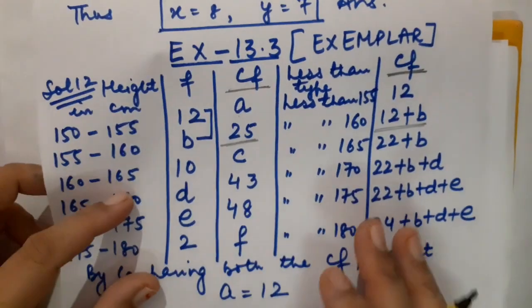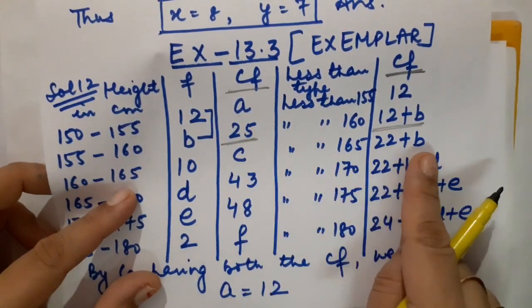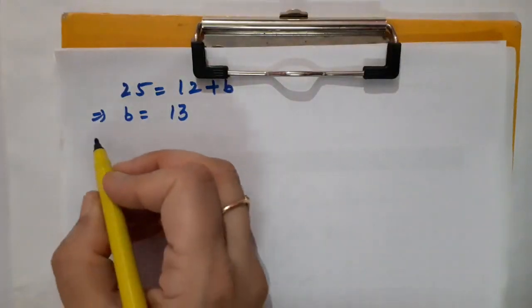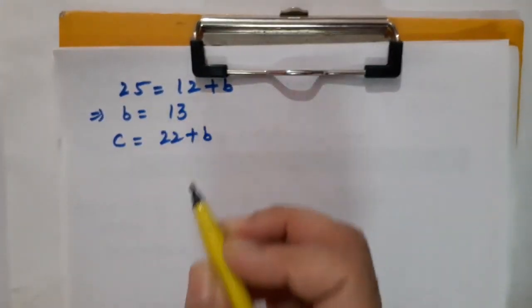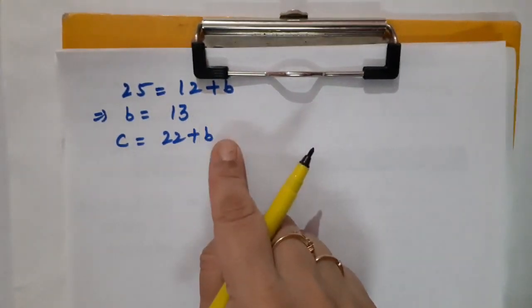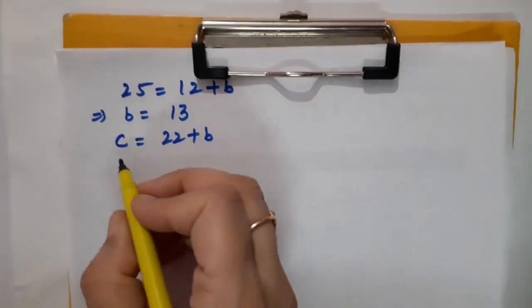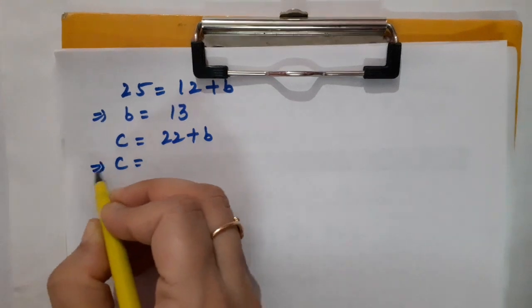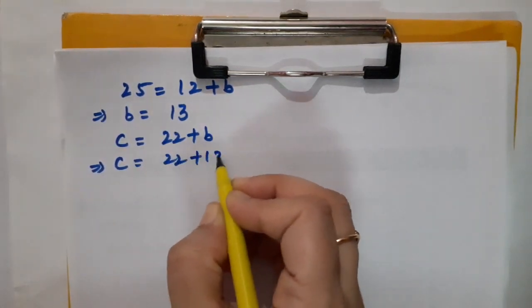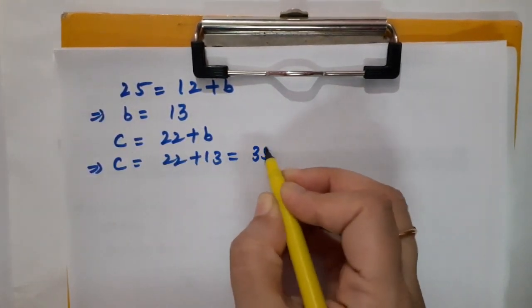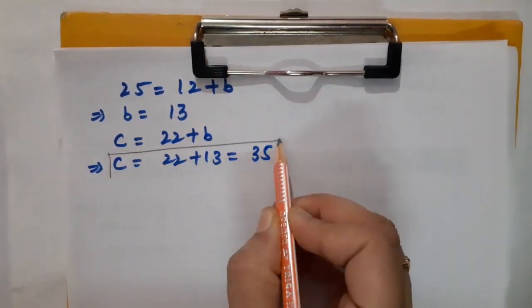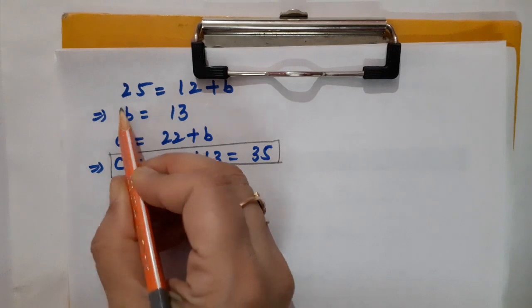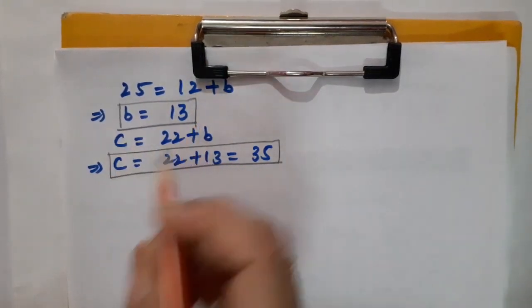Now let us compare C with the 22 plus B. So now C is equal to 22 plus B. We have just calculated the value of B. So put here, it would become C is equal to 22 plus 13, which is equal to 35. Correct? I can just put it in the box.